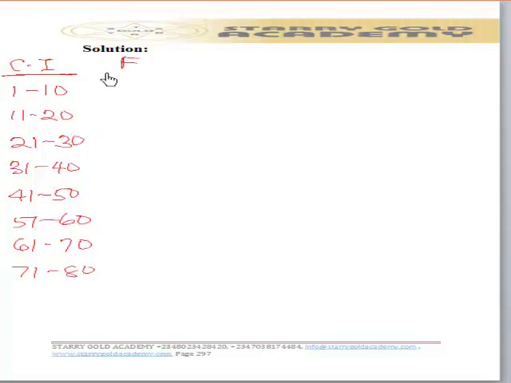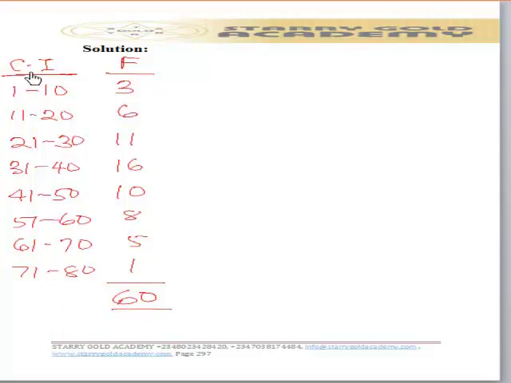Then we are given the frequency. The frequencies are 3, 6, 11, 16, 10, 8, 5, 1, and the total of this, though we were told it is 60, we need to confirm it. So we have 3 plus 6 plus 11 plus 16 plus 10 plus 8 plus 5 plus 1, and this is equal to 60. So that is our frequency.